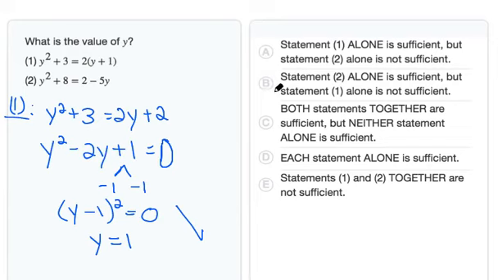So we can actually eliminate answer choices B, C, and E, leaving us with answer choice A or D. To decide which answer choice we'll end up getting, we'll have to determine whether statement 2 is sufficient or not. So let's do that next.